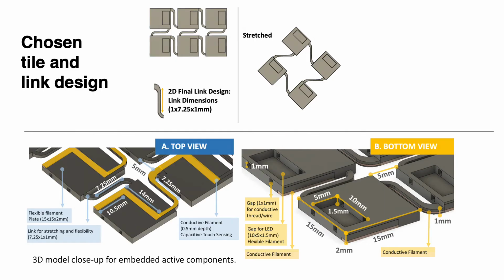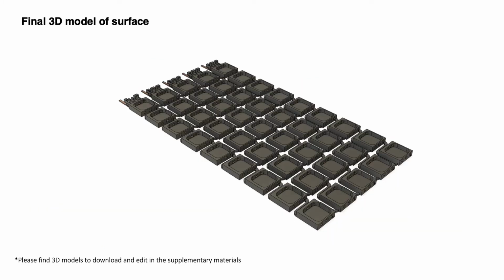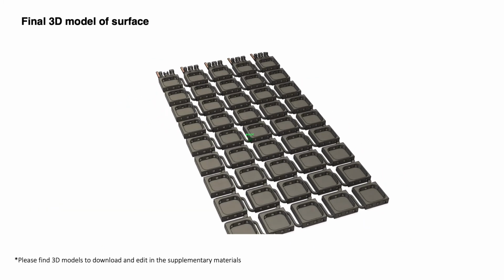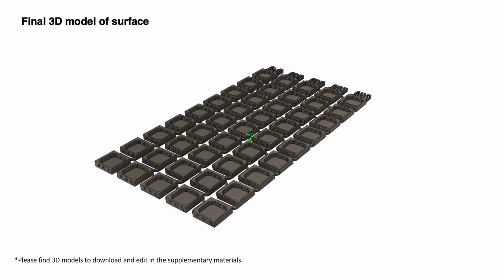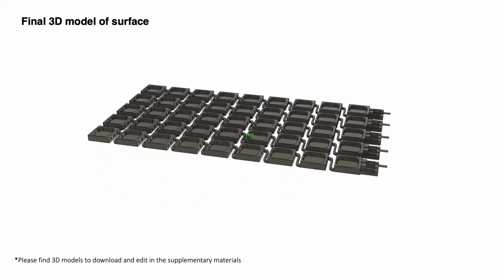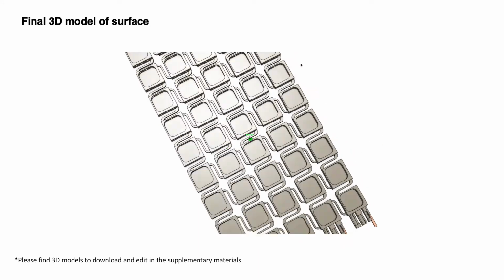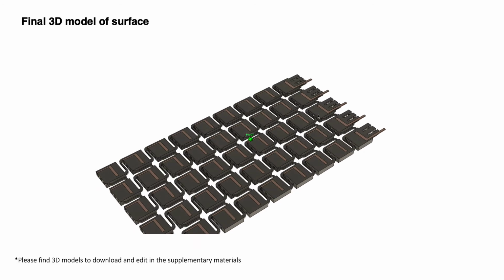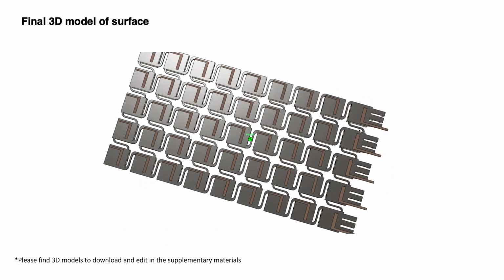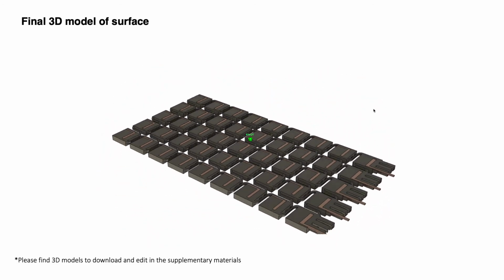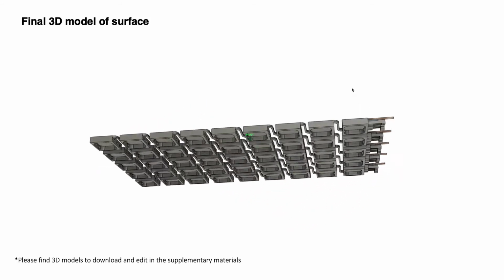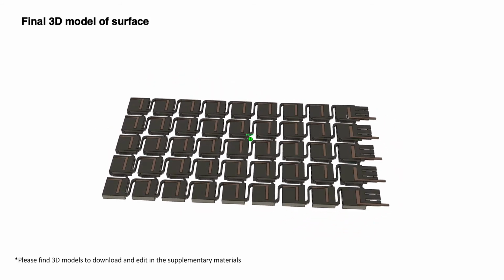Here you can see the final link and tile design, which provides the greatest stretch and folding capabilities that we have found so far. This is a full 3D model of one of our prototype surfaces, consisting of a 5x9 tile array. The 3 small gaps within each tile are used to thread the conductive thread through, and the larger gap is used to situate the NeoPixel LEDs. You can find this 3D model and a smaller one with just 2 tiles, which you can use to create your own specified array or design, in the supplementary materials.